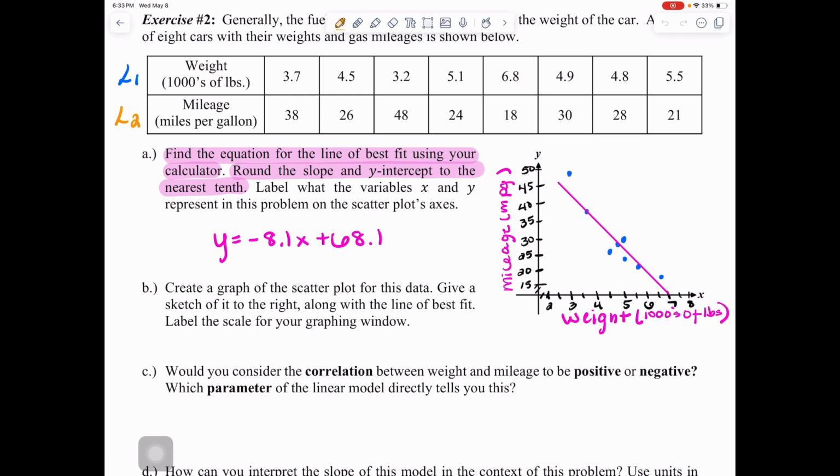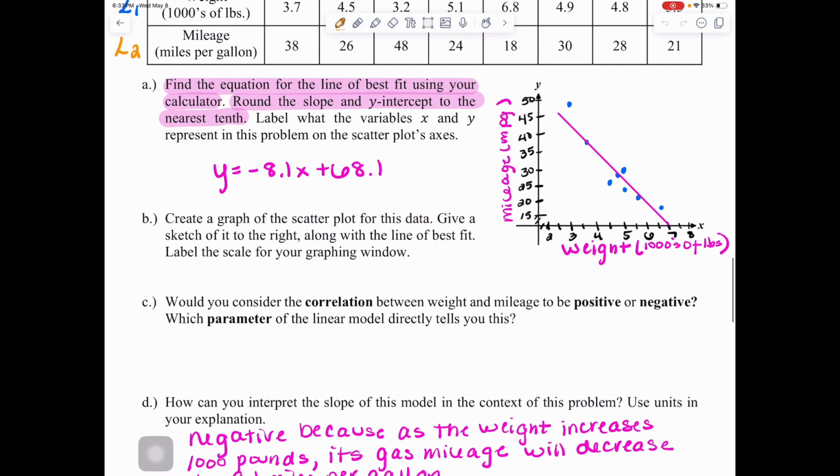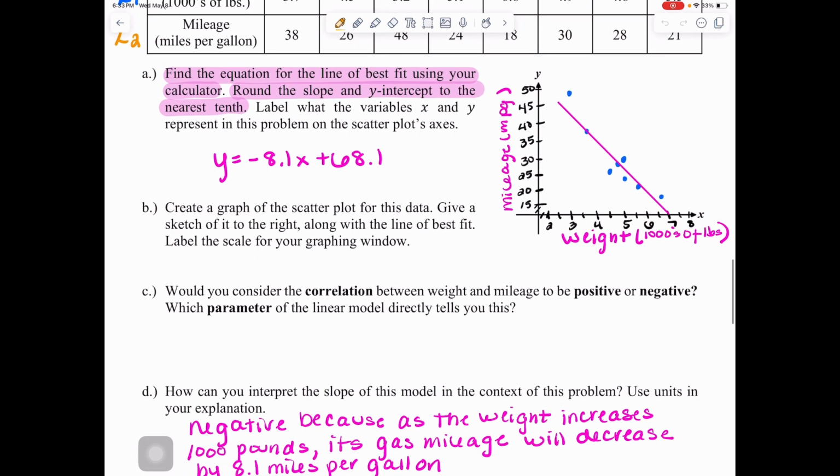When it says, would you consider the correlation between the weight and the mileage to be positive or negative? We'll actually fill that in together. I'm realizing I did not write that down. So would you consider it to be positive or negative? I can see in the picture that if I was reading this from left to right, when I hit that line, I'd be going down. So as my x is going up, my y value is coming down. So this is a negative correlation.